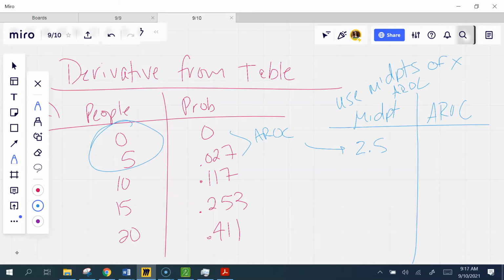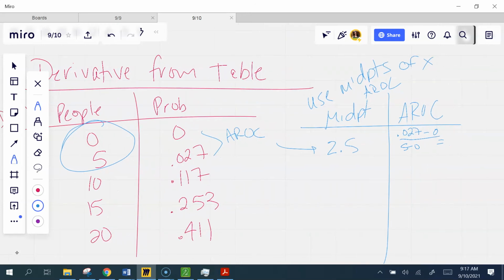Yes. So this would be 0.027 minus 0 over 5 minus 0, which is 0.0054. So essentially at 2.5 people, there's a 0.5% chance that 2 people have the same birthday. Then I would go on to the next one. So this time from 5 to 10, the midpoint there would be 7.5. And I'm going to do AROC between these 2 points. That's easy, right? Y'all can handle that?